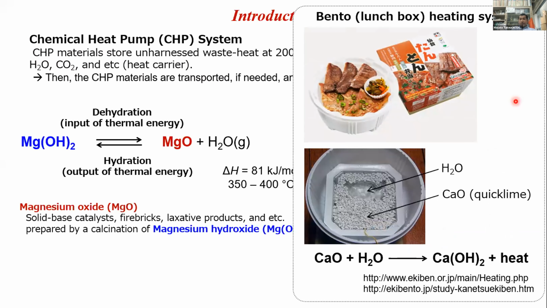Most Japanese know this system. On the bottom of the container, there are calcium oxide and water. By mixing these chemicals, we can enjoy a hot lunchbox without any electricity. In this reaction, calcium oxide is a heat storage material and water is a heat carrier. This is a simple explanation of CHP materials.